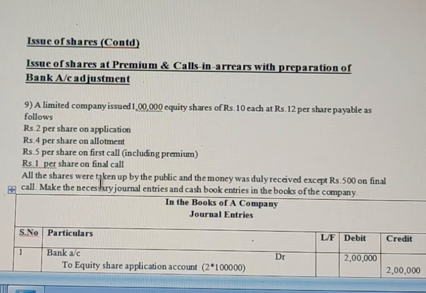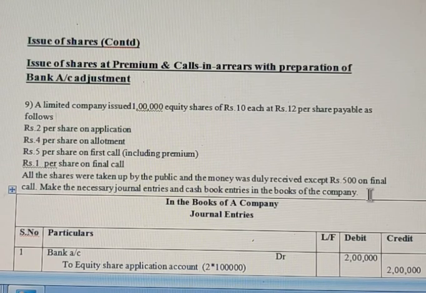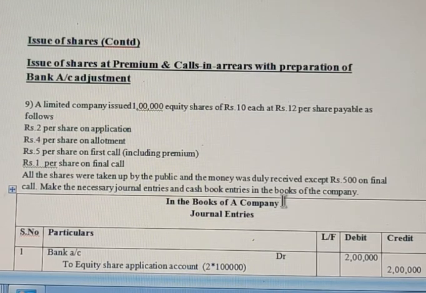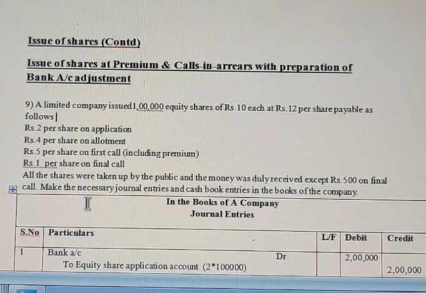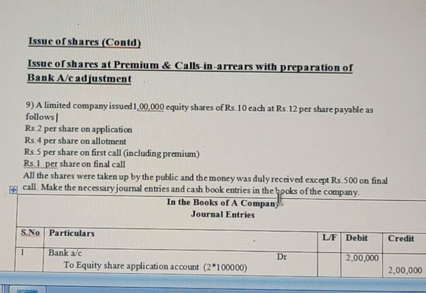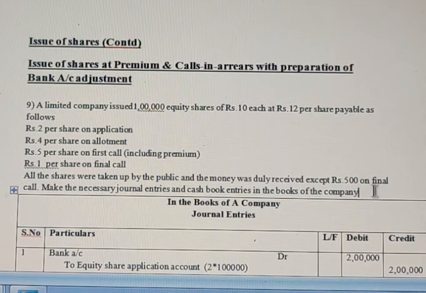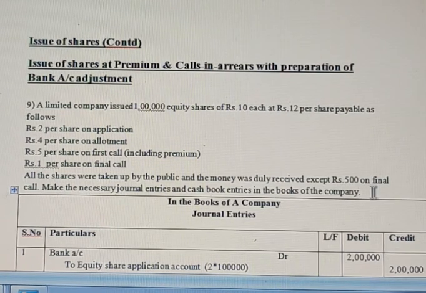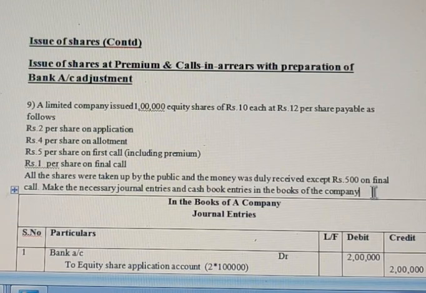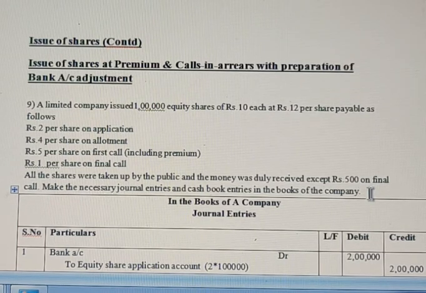Now moving further, all the shares were taken up by the public and the money was duly received, except rupees 500 on final call. Make the necessary journal entries and cash book entries in the books of the company. So all the stages are very clear. Here you have rupees 500 that they have not paid. They have not given you shares, but the rupees 500 has been kept due. All the rest of the money has been collected in the final call. So you have to show this 500 rupees as due.